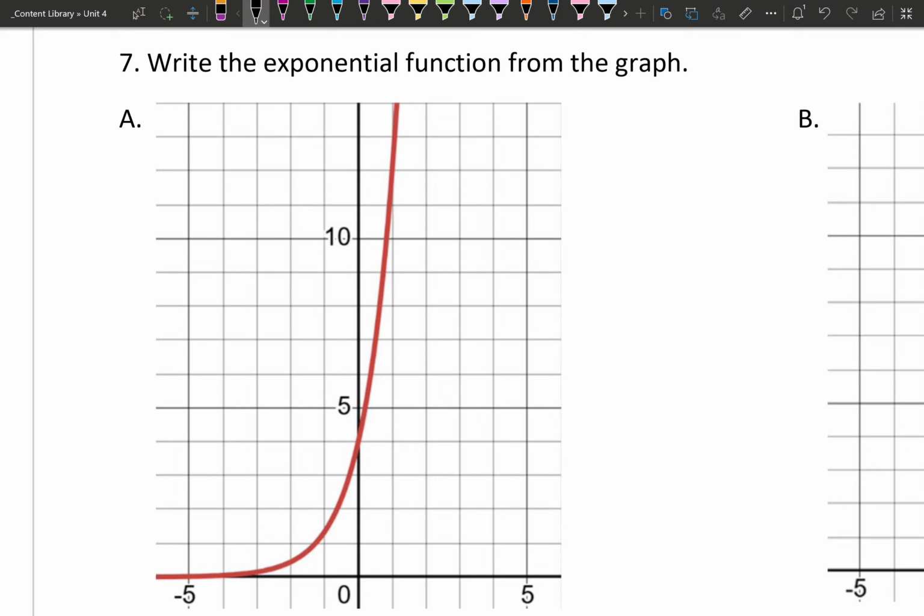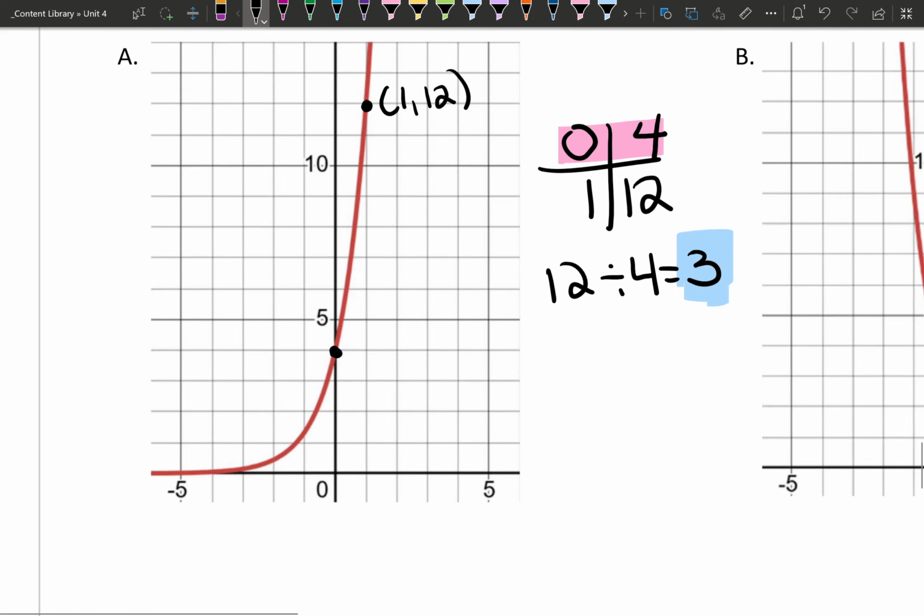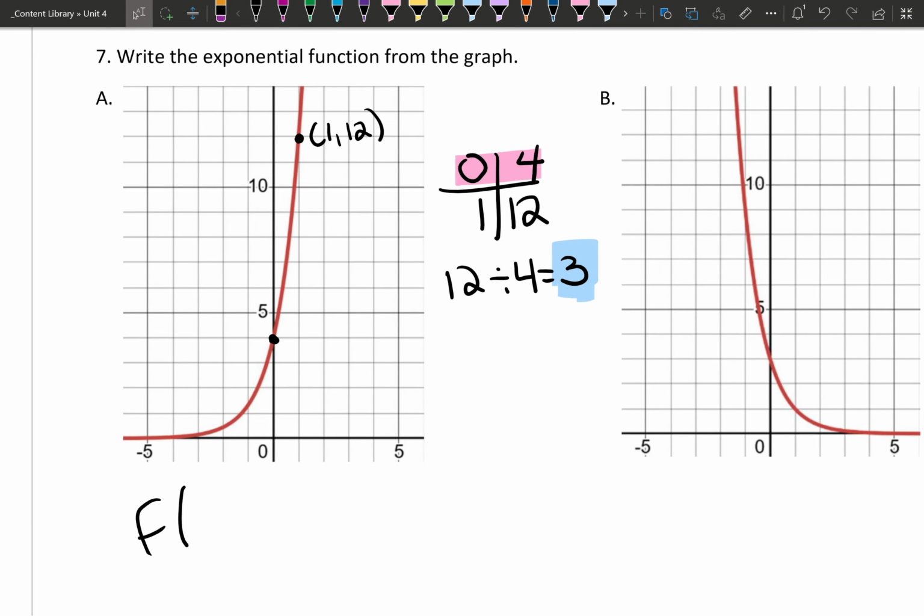Let's do it. Here's my y-intercept. That's (0, 4). Fantastic. And then here is a point that I could use. That's (1, 12). To find the pattern, 12 divided by 4 is 3. We're good to go. f of x equals 4 times 3 to the power of x.